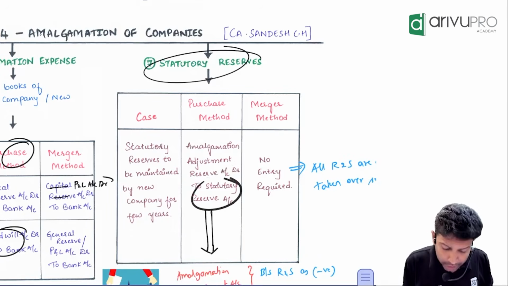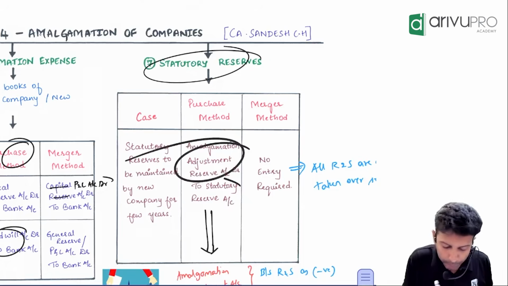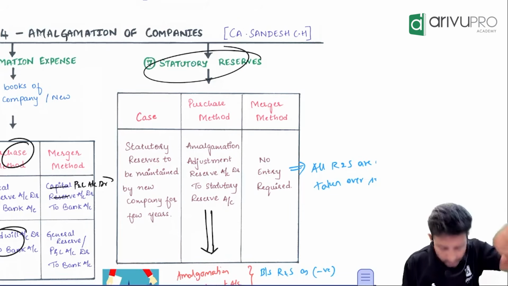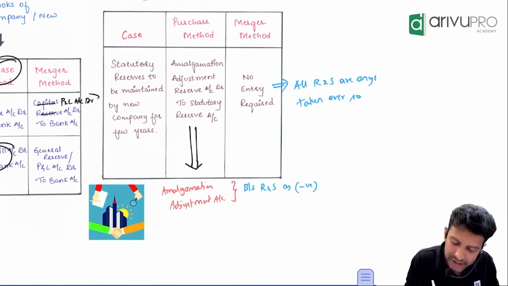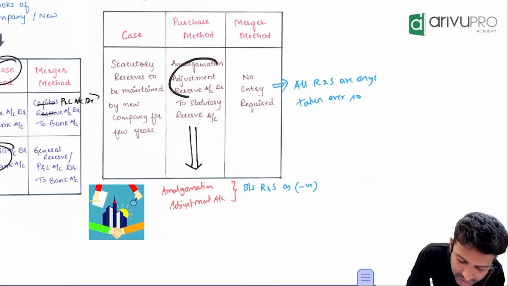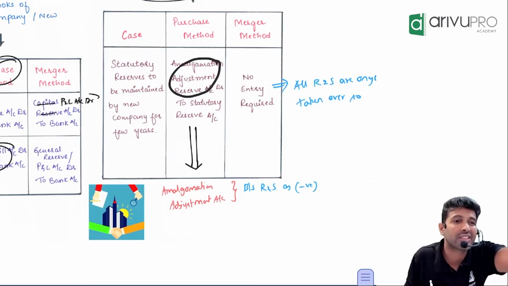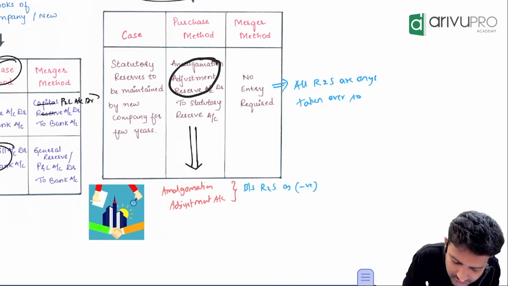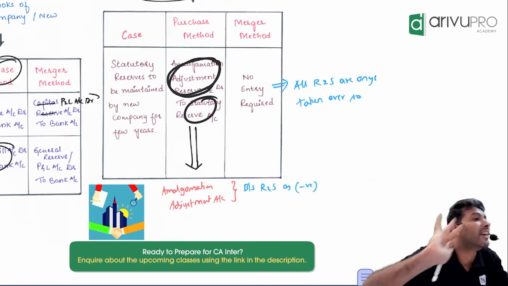Statutory reserve will come in the balance sheet under reserves and surplus. What happens to amalgamation adjustment reserve? That will also come in the balance sheet, under reserves and surplus only. But is this reserve having a credit balance or a debit balance? Since you debited it, this reserve will have a debit balance, and the statutory reserve will have a credit balance. Essentially they will get nullified.